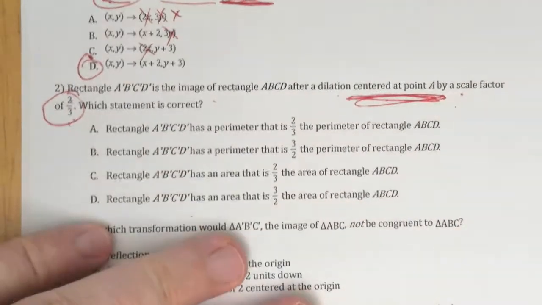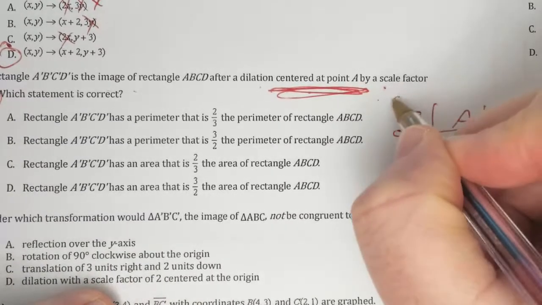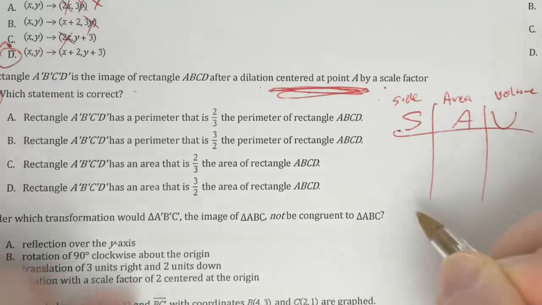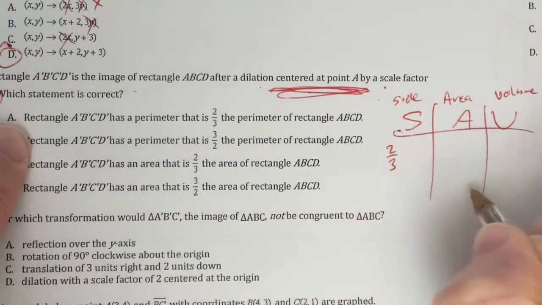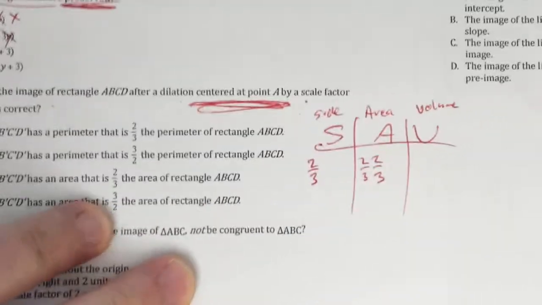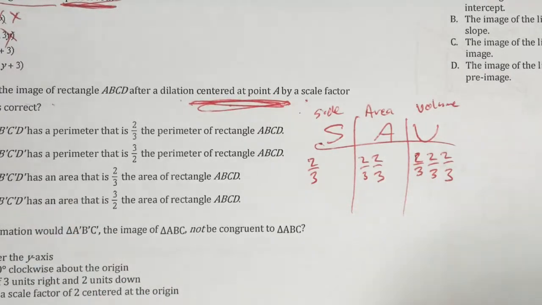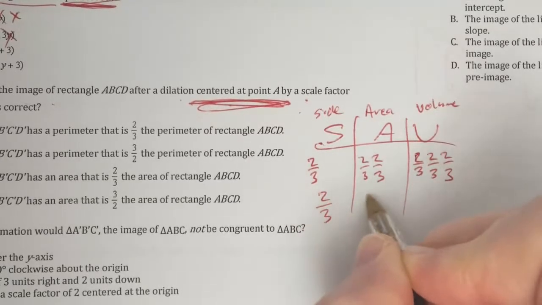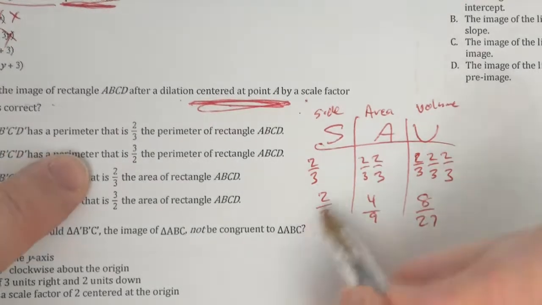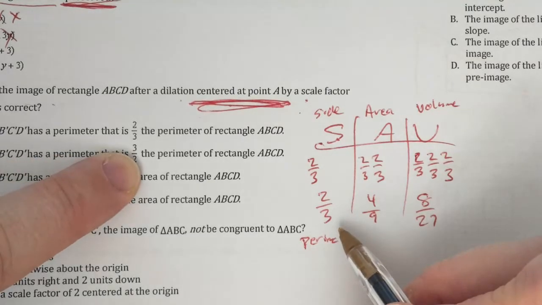So if we think of our SAV chart, SAV, so that's side, area, volume. So if my scale factor was 2 over 3, then my area would be 2 over 3 times 2 over 3, because you're in the second column. If your volume, that'd be 2 over 3 times 2 over 3 times 2 over 3, because you are in the third column. Now, can we make this prettier? That's 2 over 3, that's 4 over 9, and that is 8 over 27. Okay, so side would be the same thing for perimeter. So the perimeter would also still be 2 over 3.